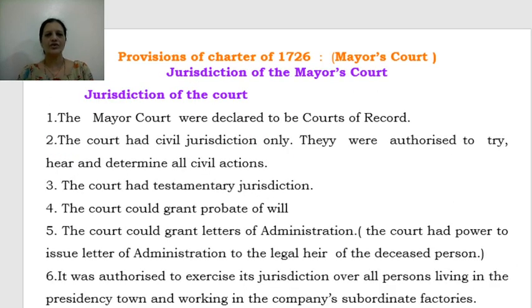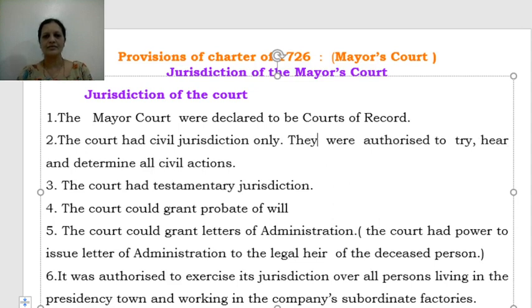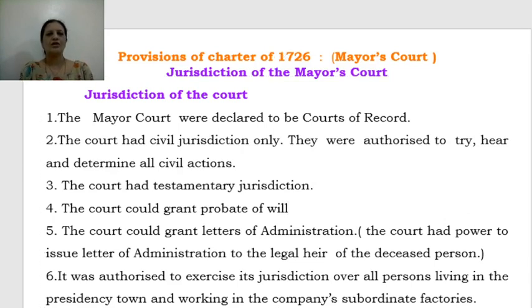The jurisdiction of the court: the Mayor's Courts were declared to be courts of record. Second, the court had civil jurisdiction only. They were authorized to try, hear, and determine all civil actions. The court had testamentary jurisdiction, that is, relating to wills. The court could grant probate of will.